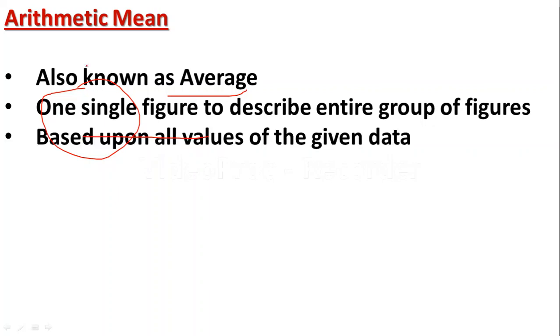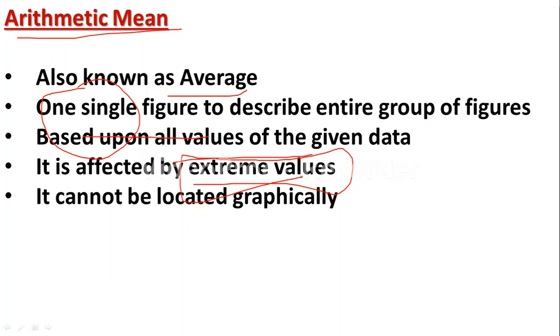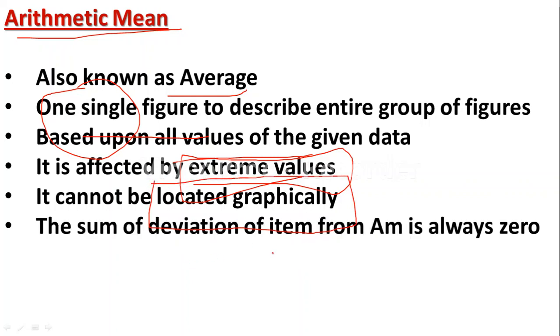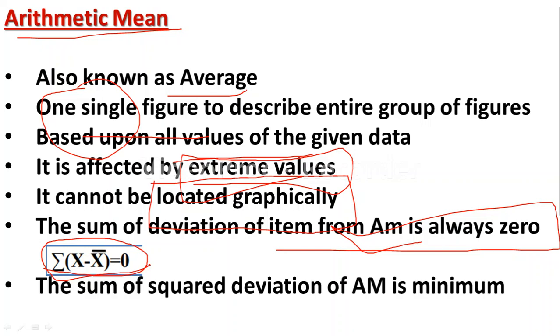The arithmetic mean is based on all the values of the given data. It is affected by extreme values. It means when one value changes, the arithmetic mean value will also change. We cannot locate the arithmetic mean graphically. Then, the sum of deviations from the arithmetic mean is always zero. Please remember this, sometimes we may get a question here. That is, sigma x minus x bar is always equal to zero. And the sum of the squared deviations, that is d square, is always minimum.